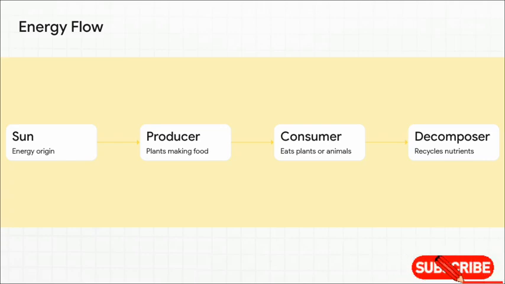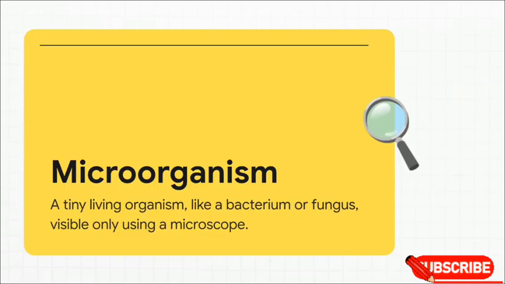But the cycle doesn't just stop when a consumer dies. That's where step 4 steps in, the decomposers. Without them, our planet would literally just be covered in endless heaps of dead plants and animal waste. And who exactly are these vital decomposers? Microorganisms. We're talking single-celled wonders here, like bacteria and microscopic fungi. They are nature's ultimate maintenance crew.